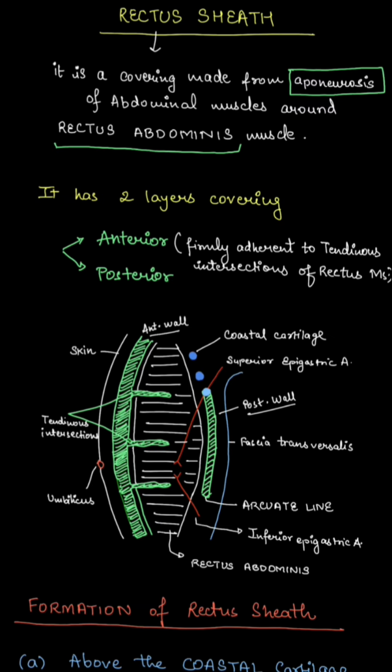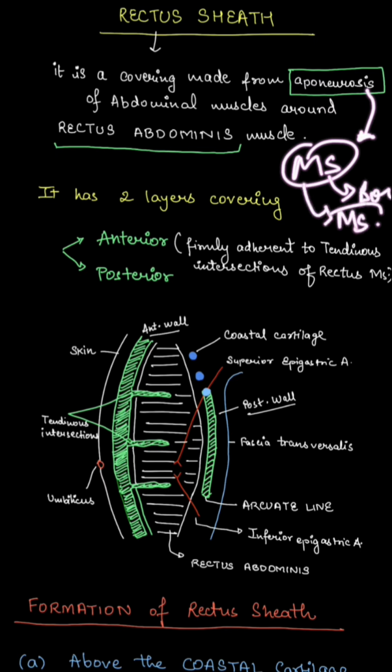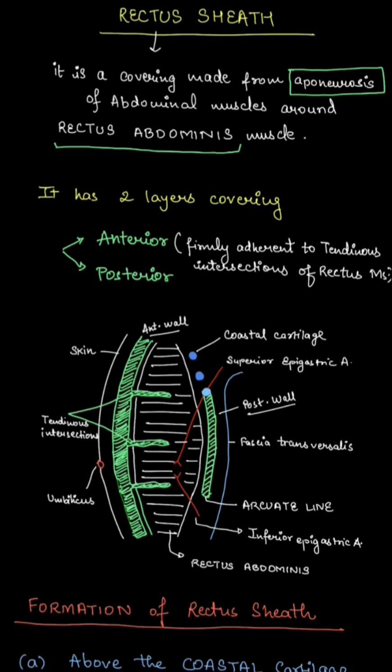Now the question arises, what is an aponeurosis? So aponeurosis is a sheet made of connective tissue, and what it does is it either connects a muscle to a bone or a muscle to a muscle. Here I have not written the definition of aponeurosis, but when you get the final notes, I'll write the definition of aponeurosis in that.